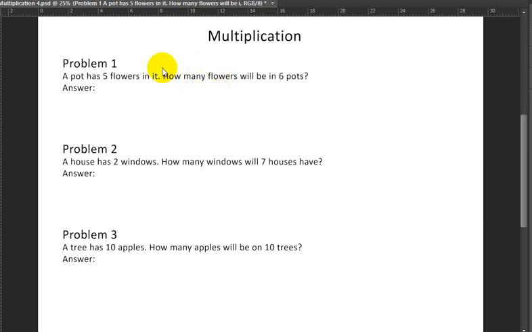Hello everyone, in this video we will be doing some more multiplication problems. So let's get started. Problem number 1 asks, a pot has 5 flowers in it. How many flowers will be in 6 pots? So let's draw this problem again.